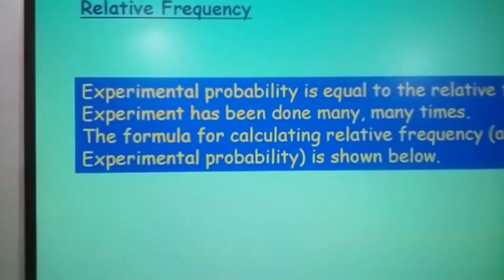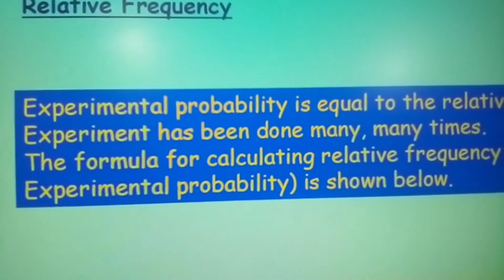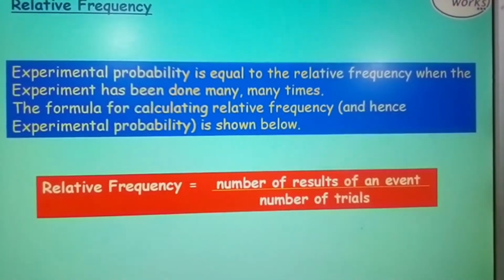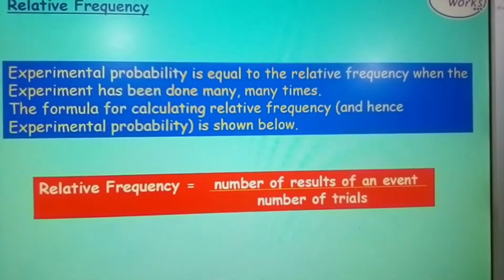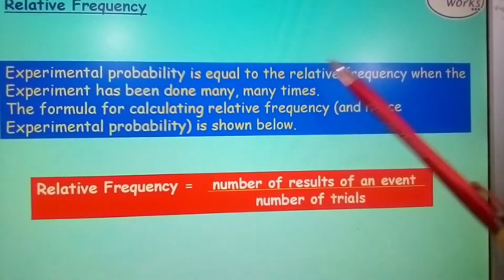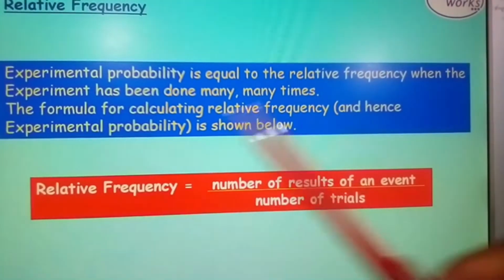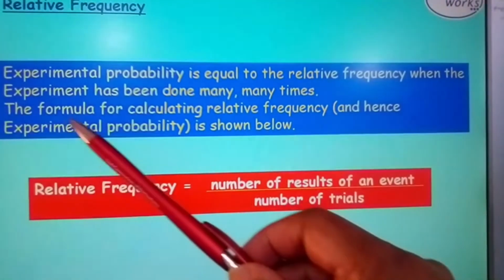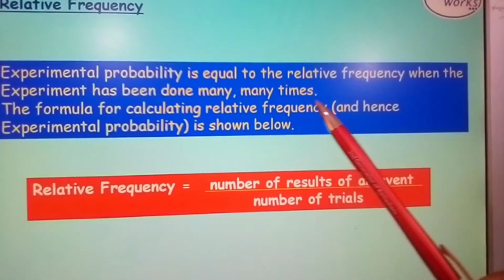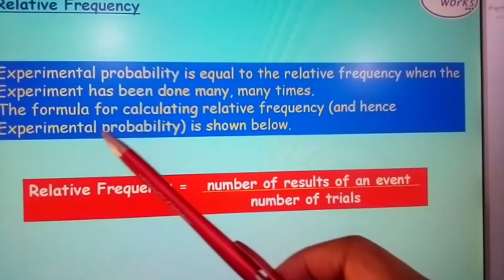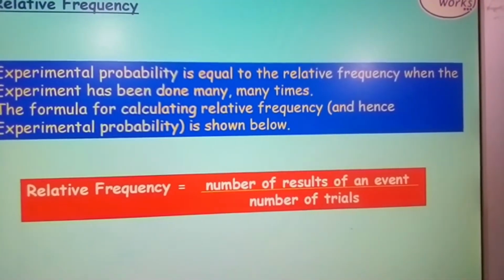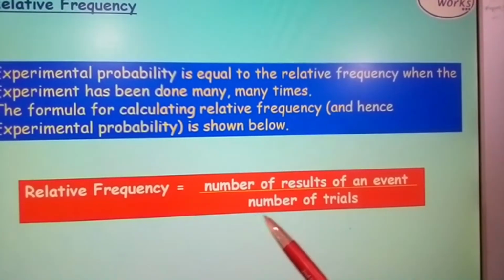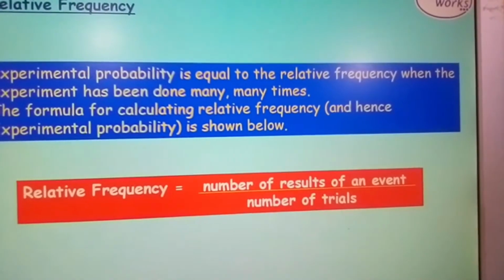Now, relative frequency. Experimental probability is equal to the relative frequency when the experiment has been done many times. The formula for calculating relative frequency and hence experimental probability is shown below. Relative frequency equals number of results of an event over number of trials of that event.